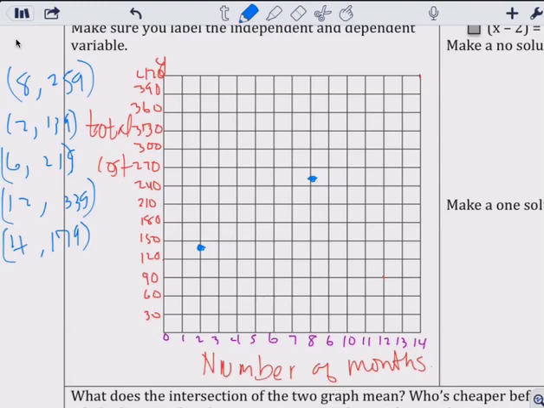6 and 2. Is that 219 or 215? 219. 6 and 219. Right there. Not in the middle though, right? Nope. It's a little low. It should be a little low. 12 and 339. Right there. And then 4 and 179. Close to 180.